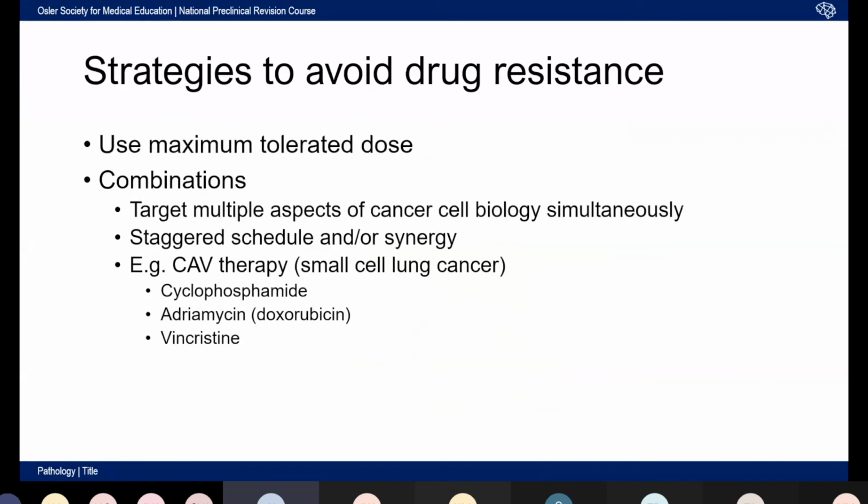So it's important to avoid drug resistance. To do this, you can use the maximum tolerated dose. So you're using as much of the drug as can be tolerated for as short a period as possible. And then combination chemotherapy can also help, so targeting multiple aspects of the cancer cell biology simultaneously. An example of this is CAV therapy for small cell lung cancer. So that is cyclophosphamide, adriamycin, which is another name for doxorubicin, and vincristine.